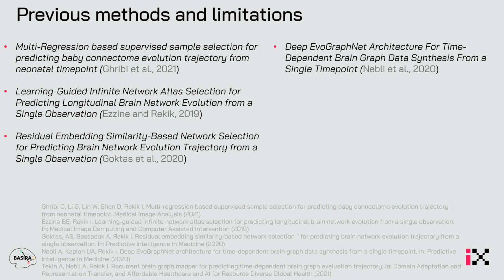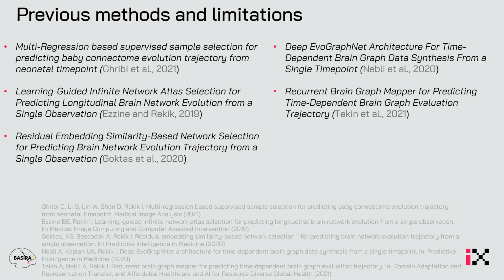Another work proposes EvoGraphNet, which cascades time-dependent graph generative adversarial networks for the trajectory prediction. And finally, we have recurrent brain graph mapper, which follows the same idea of cascading but with a series of recurrent neural networks instead. Despite their significant contributions in the field, they do have some limitations.